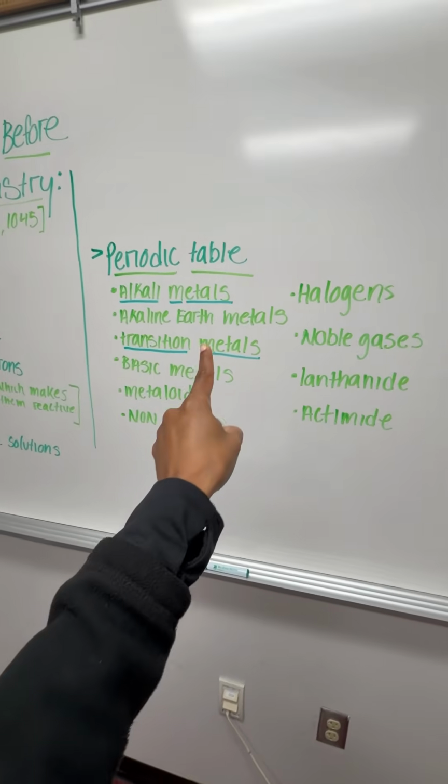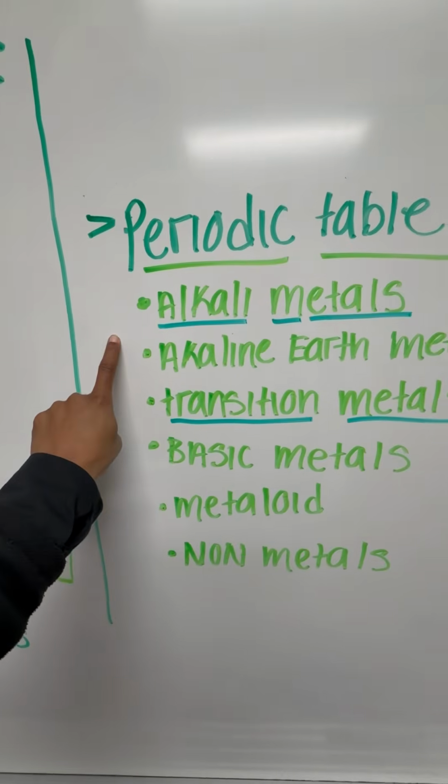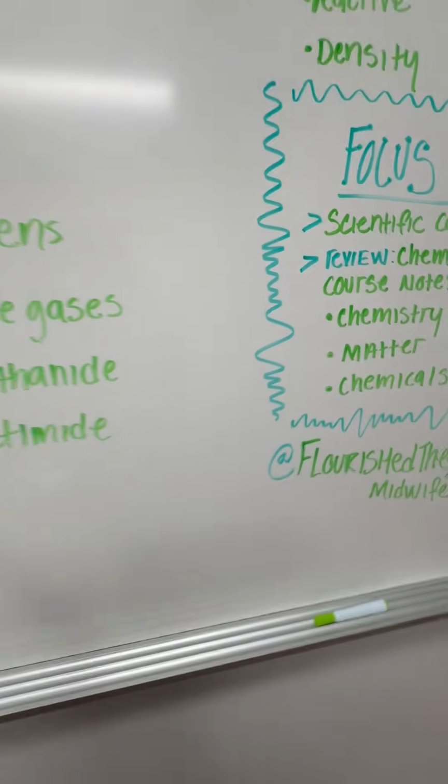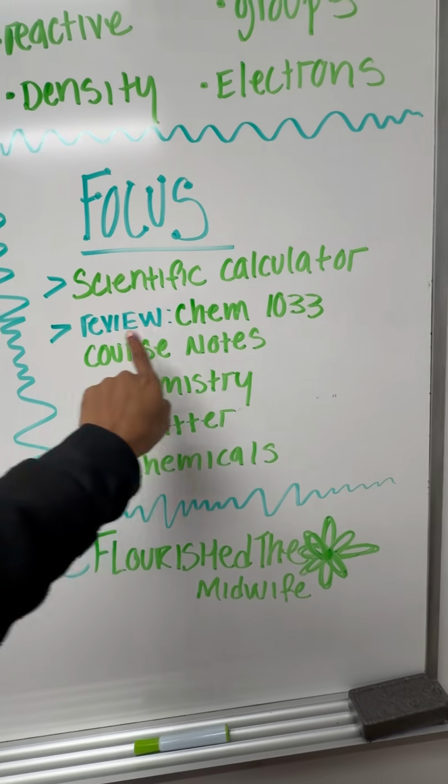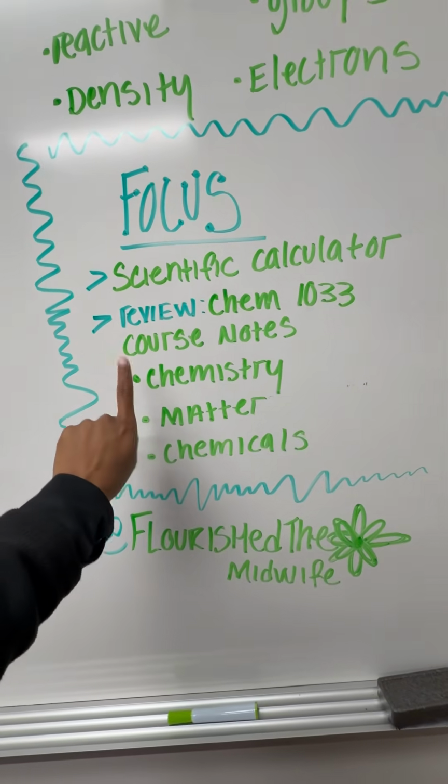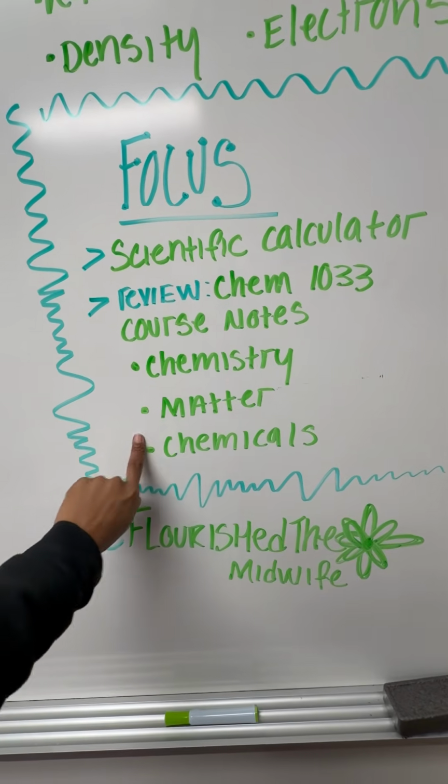So we're going to go into the periodic table, specifically the alkali metals. In our next videos, we're going to be focusing on the scientific calculator. We're going to review some Chem 33 course notes. We're going to talk about chemistry, matter, and chemicals.